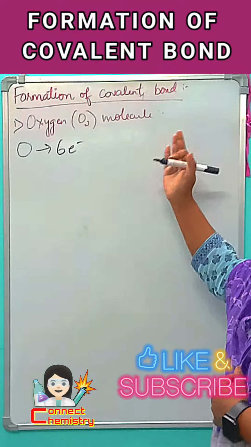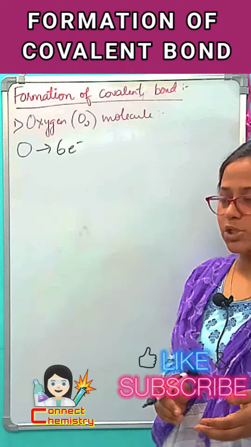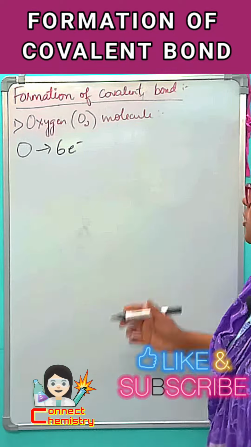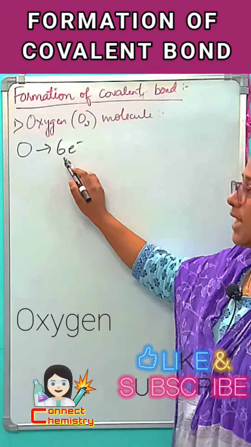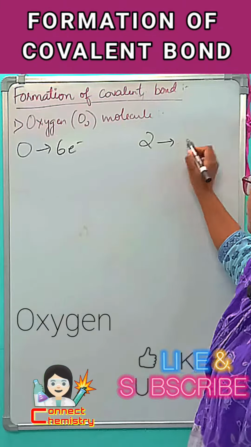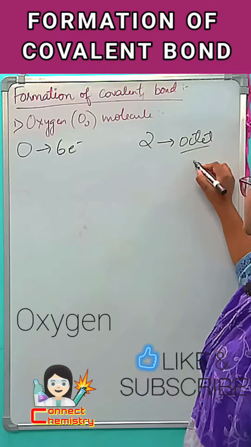Next topic, that is formation of covalent bond. I will be taking up some examples to show how the covalent bond forms. So the first example is taking oxygen. Oxygen has 6 electrons in its shell. It requires 2 more electrons to complete its octet. So octet is nothing but 8 electrons.